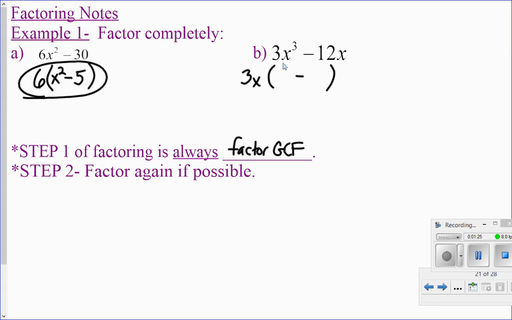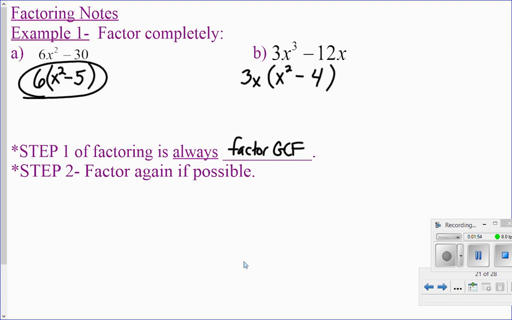I'm focusing just on the first term and the greatest common factor, 3x. So 3x times what is 3x cubed, or 3x cubed divided by 3x is x squared. Now I'm moving on to the second term. So 3x times what is 12x, or 12x divided by 3x is 4. So I have 3x times the quantity x squared minus 4. Now I'm doing step 2, which is check to see if I can factor further.